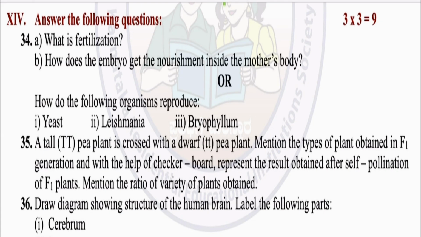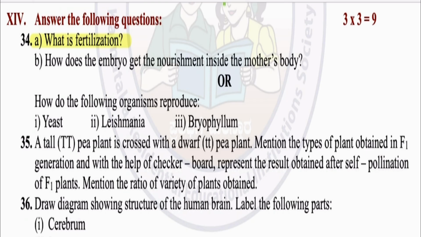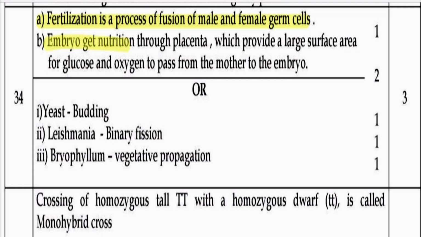Next, 14th main, 34th question A. What is fertilization? Fertilization is a process of fusion of male and female germ cells. Next, B. How does the embryo get nourishment inside the mother's body? The embryo gets nutrition through the placenta, which provides a large surface area for glucose and oxygen to pass from the mother to the embryo.